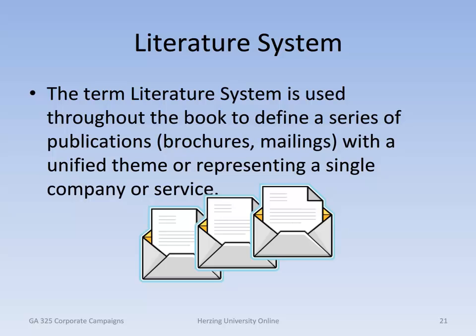Unfortunately, our textbook has no glossary, so at times we will encounter terms that have to be defined by their surrounding text. I will do my best to go over any of these terms. One such term the author uses throughout the book is literature system. This is usually a planned series of publications, often sequential, with a unifying idea or company theme. An example of this would be a series of direct mail advertisements.